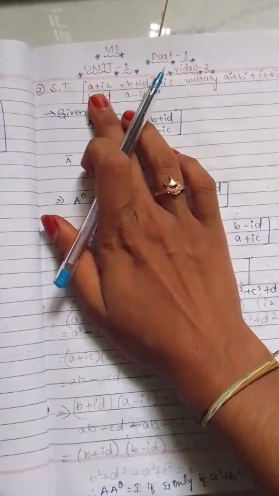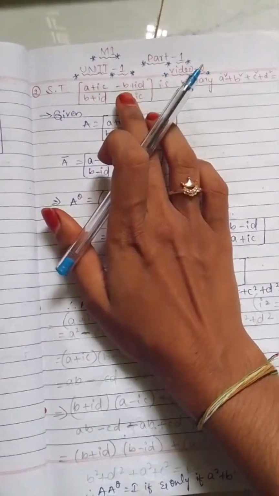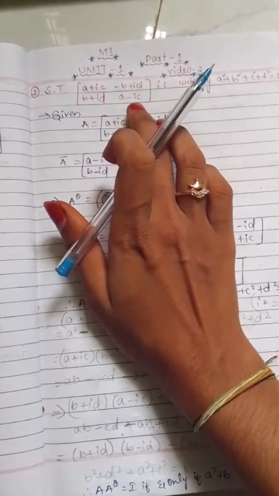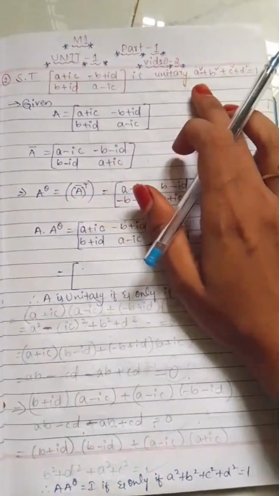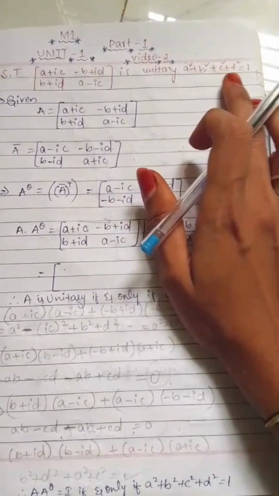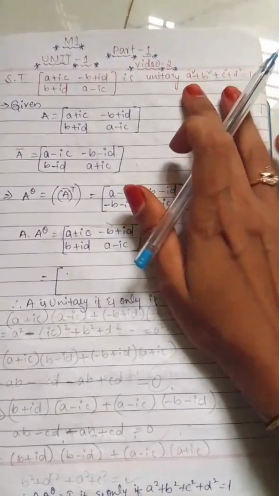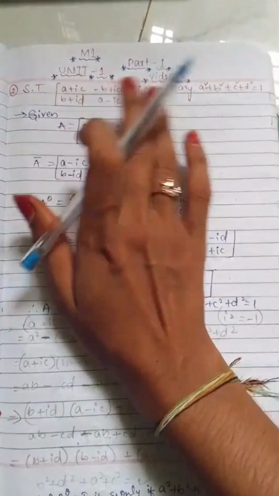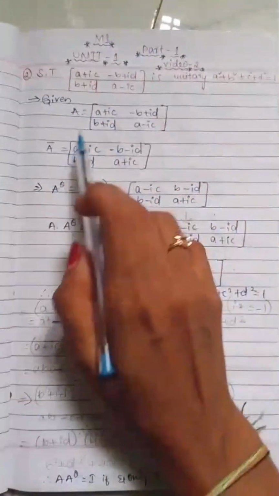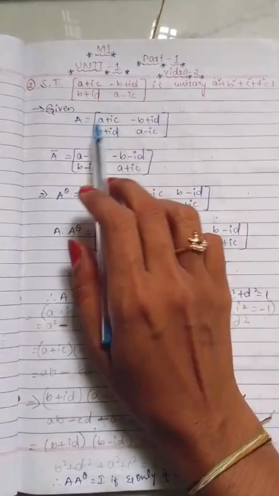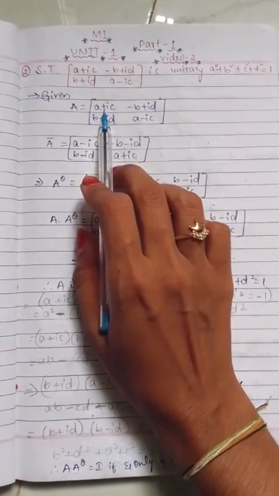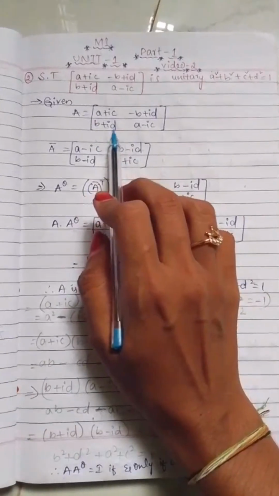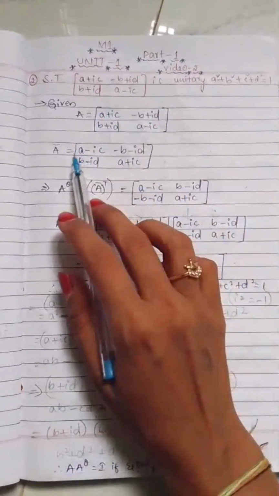Show that the matrix [a + ic, -b + id; b + id, a - ic] is unitary, given that a, b, c, d vector is equal to 1. They have given the condition. When this is 1, this is unitary. How to find this? Let us take the given A is equal to [a + ic, -b + id; b + id, a - ic].